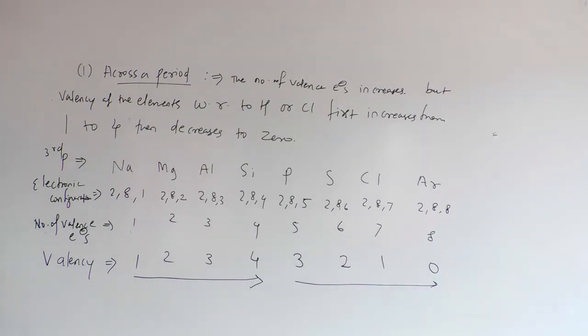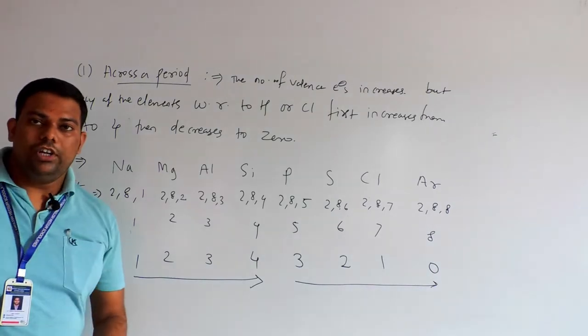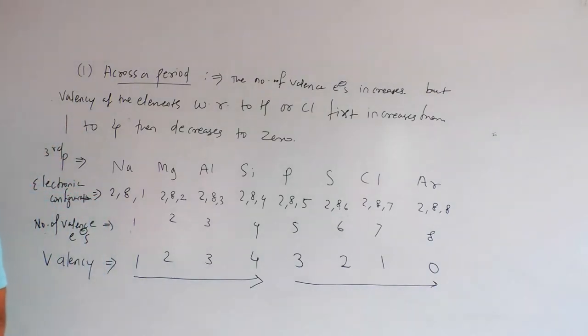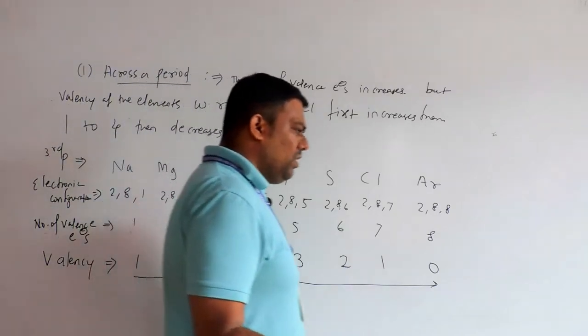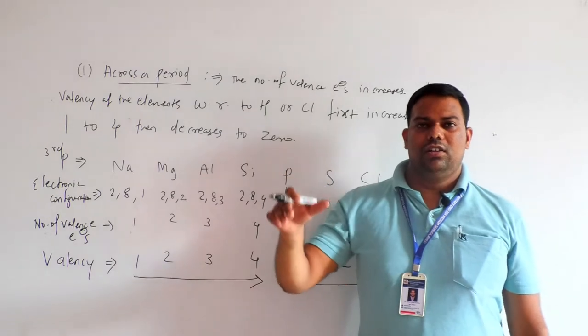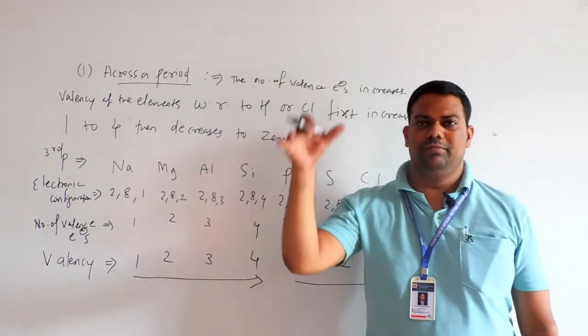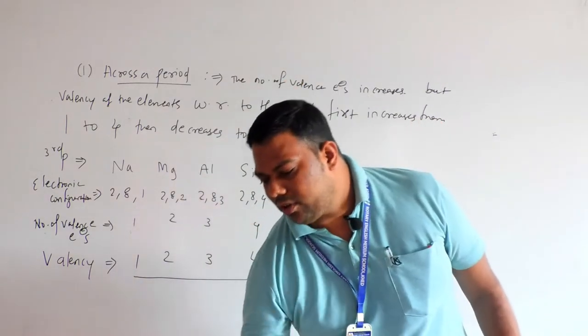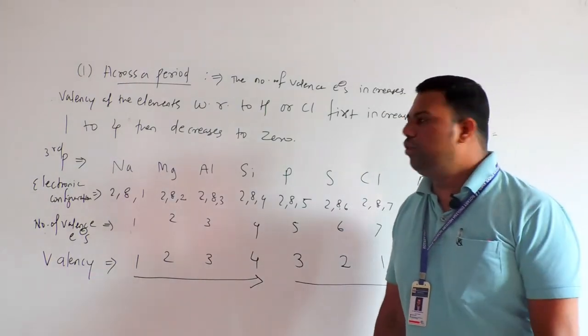Now, suppose you are thinking about what will happen in a group. See, in a group, the number of valence electrons remains the same. Therefore, the elements of a group exhibit the same valency, because in a group the number of valence electrons is the same.